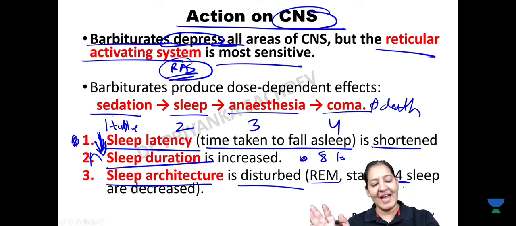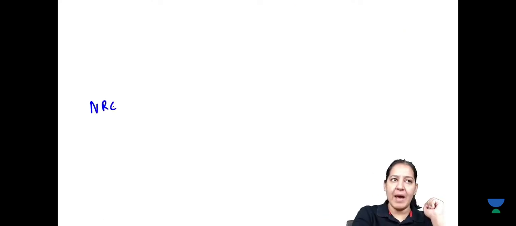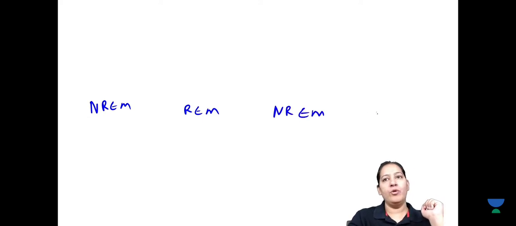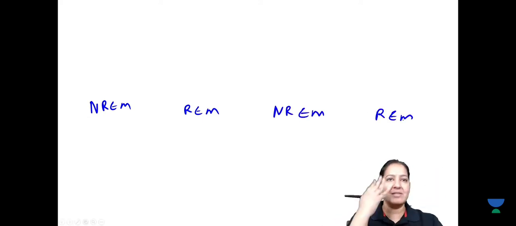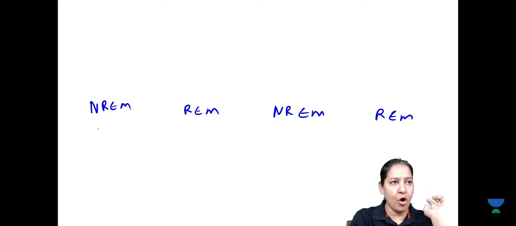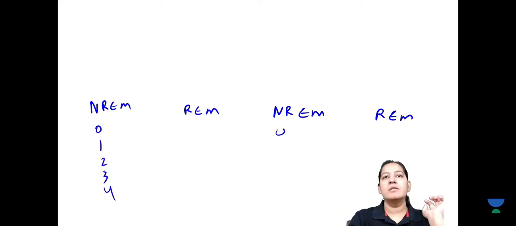So we have a cyclic structure now. It starts from non-REM, then REM, then non-REM, then REM. I have told you initially also, it is cyclic. It is alternate. Every night it is alternate. In the non-REM, it is 0, 1, 2, 3, 4, 0, 1, 2, 3, 4. There are no stages in REM, as I have told you.